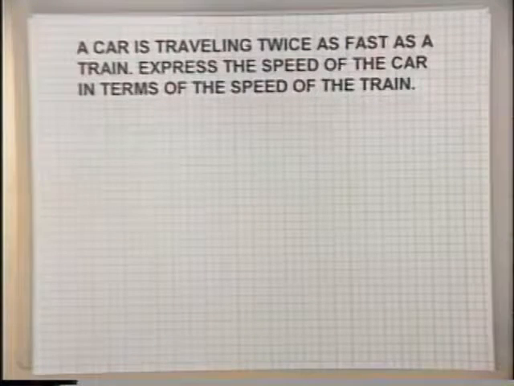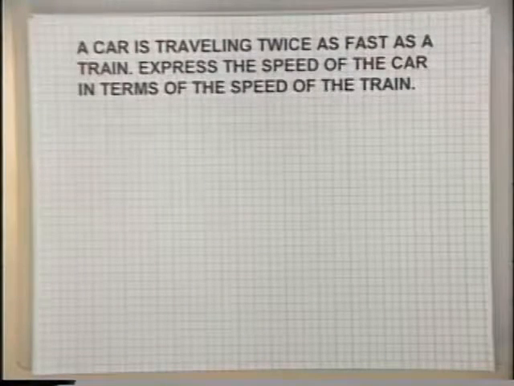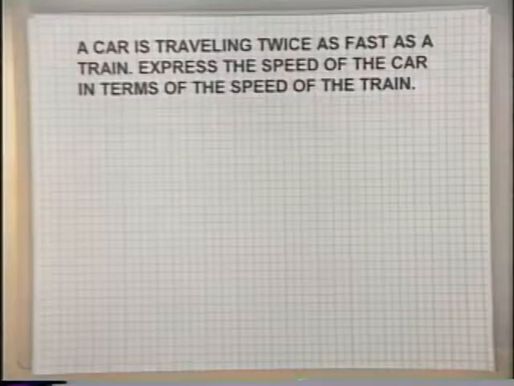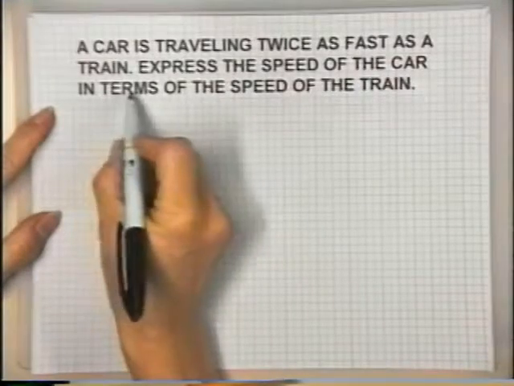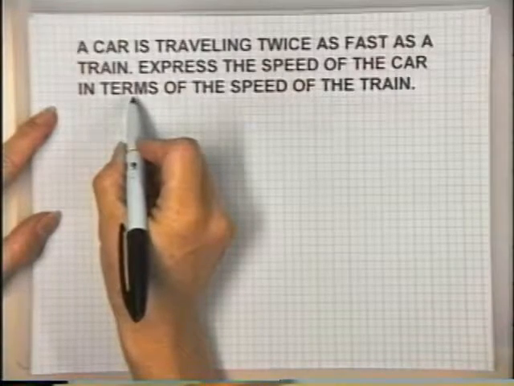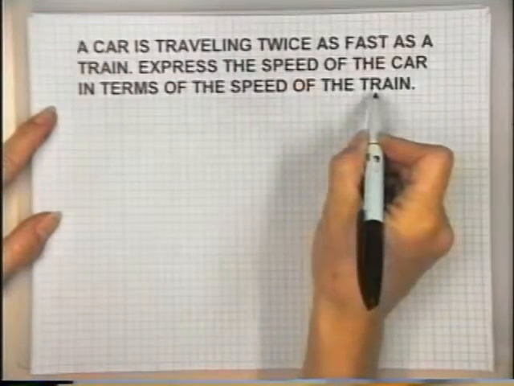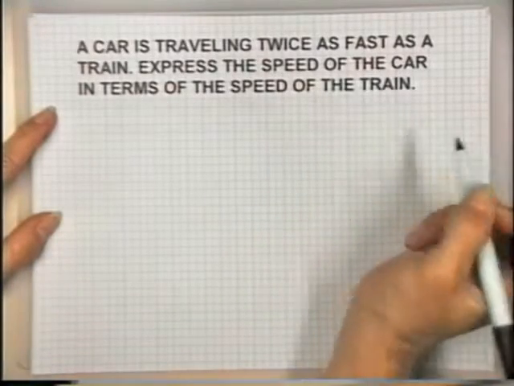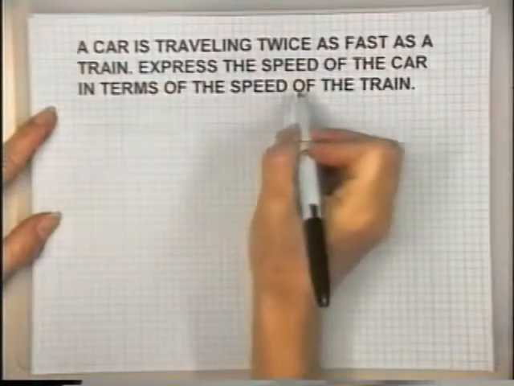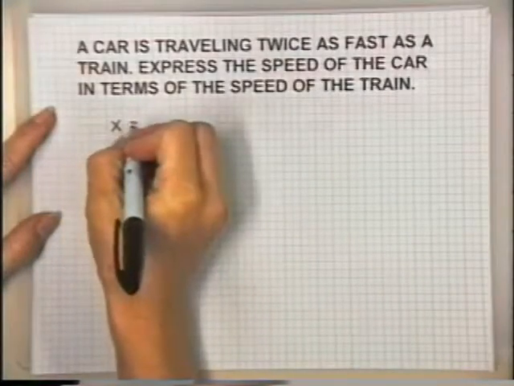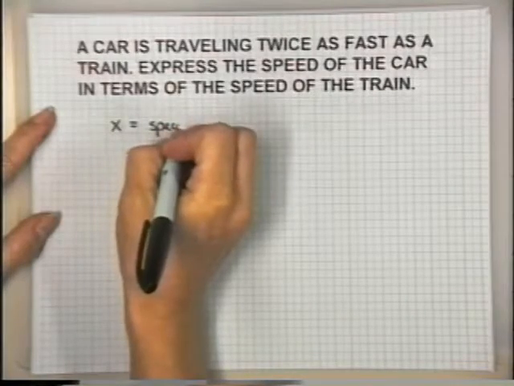A car is traveling twice as fast as a train. Express the speed of the car in terms of the speed of the train. When you see this type of an expression in terms of, this means that we want to choose a variable for the speed of the train and use that variable then to write down the speed of the car. So let's begin here. Since he did not instruct us, let's just choose x to represent the speed of the train.